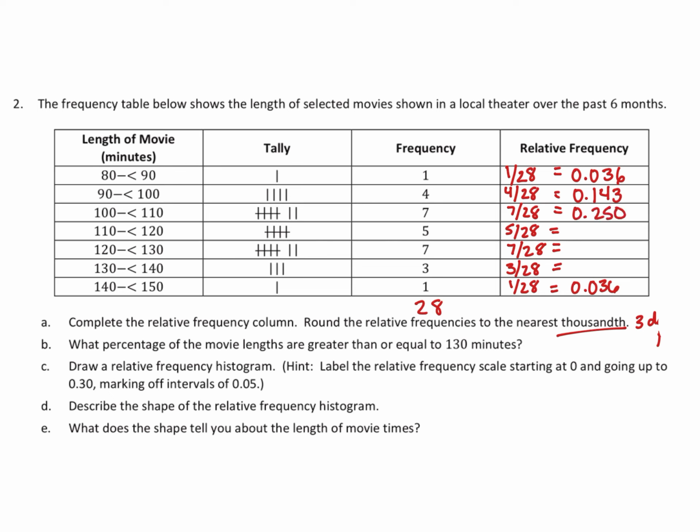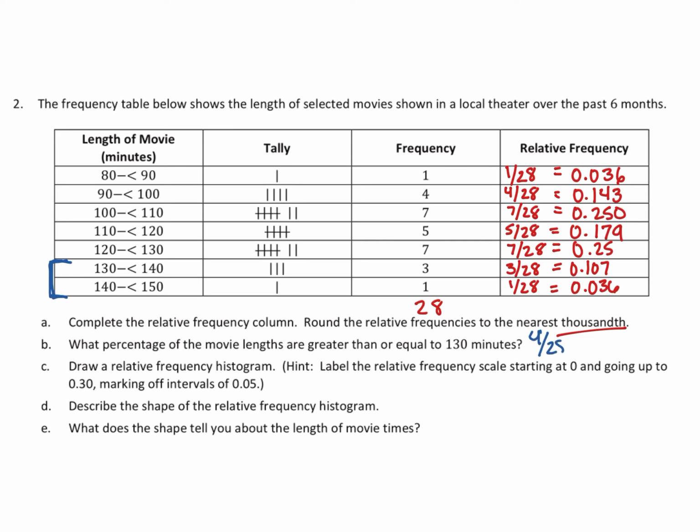What percentages of the movies are greater than or equal to 130? So we're looking for 130 or bigger or longer. And there are 4 movies out of the 28. As a percent, that is 14.3%. You have to move the decimal 2 spots.